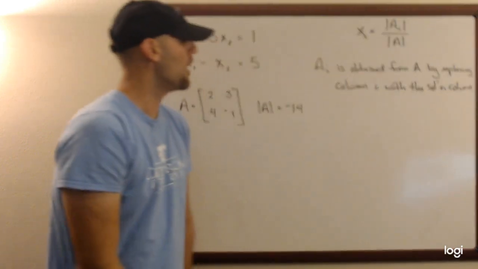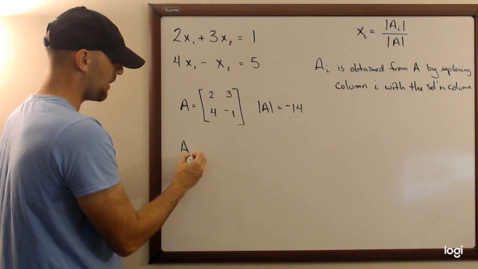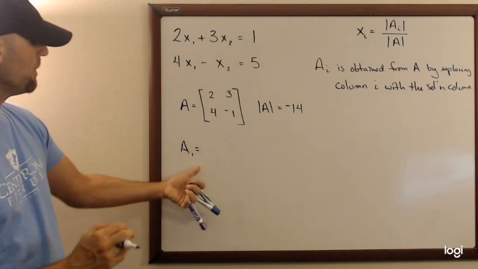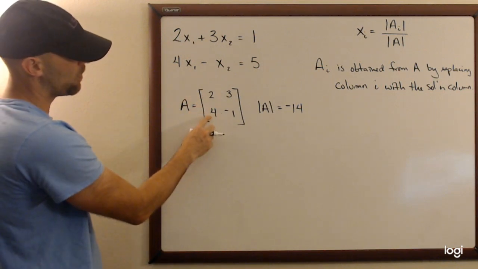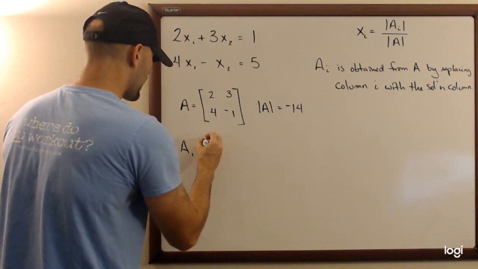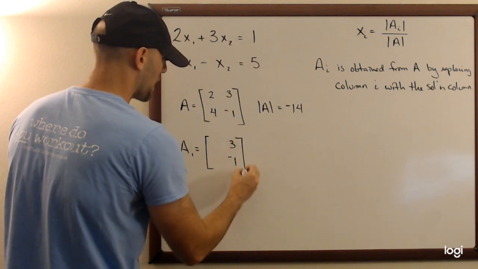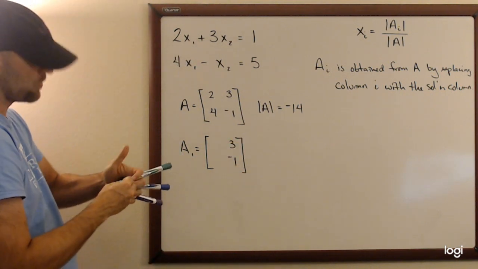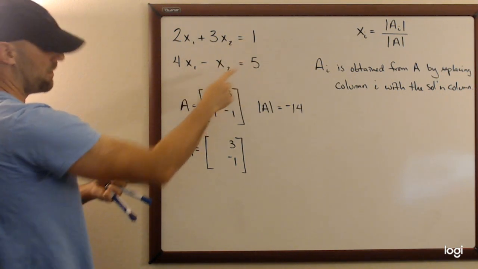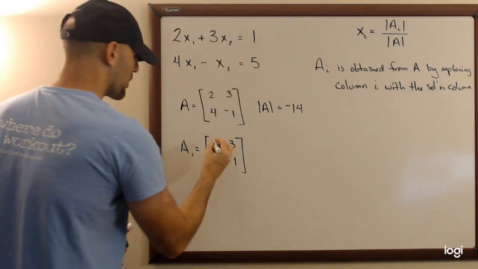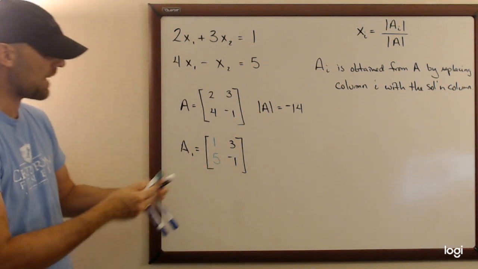Okay, so in this particular case, what would A sub 1 be? Here i is 1, so I'm going to replace column 1, that's this column here, 2, 4, with my solution column. So column 2 won't change, but column 1, instead of being 2, 4, is going to be 1, 5. 1, 5 is my solution column. And there we go. We have A sub 1.